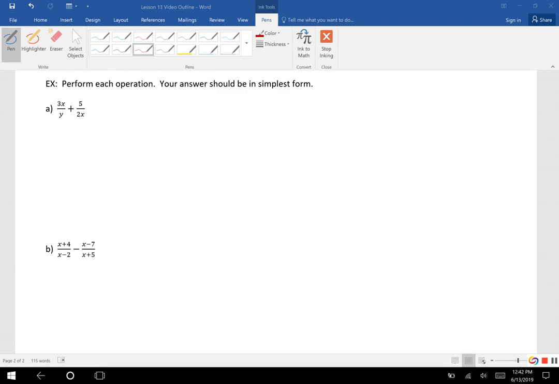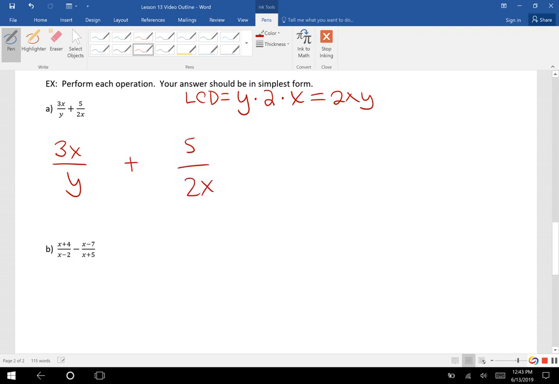All right, so let's try this process with rational expressions. So first thing I have to do is find the least common denominator. In part A, my LCD needs a y, it needs a 2, and it needs an x. So that LCD is going to be 2xy. And so now I'm going to just rewrite the problem, but I need these fractions to have that common denominator. So I'll take the first one, the denominator is missing the 2x. I'll multiply top and bottom by 2x. Second one is missing the y, so I'll multiply top and bottom by y.